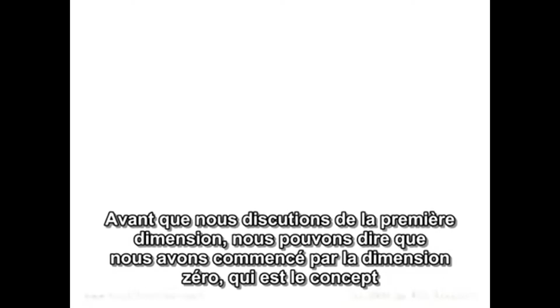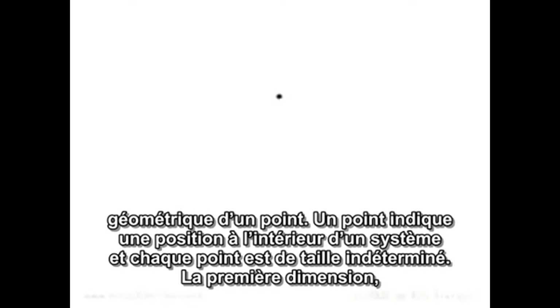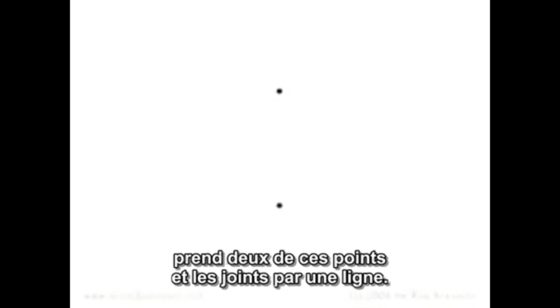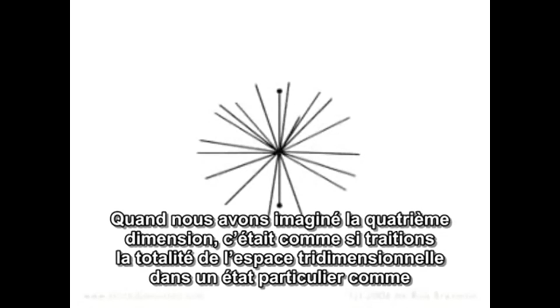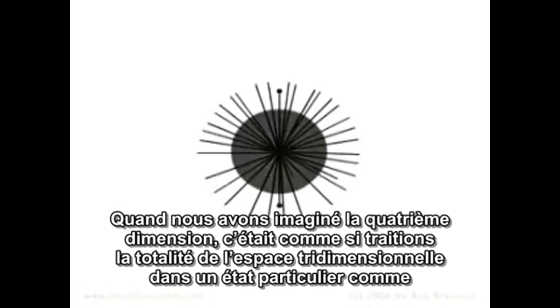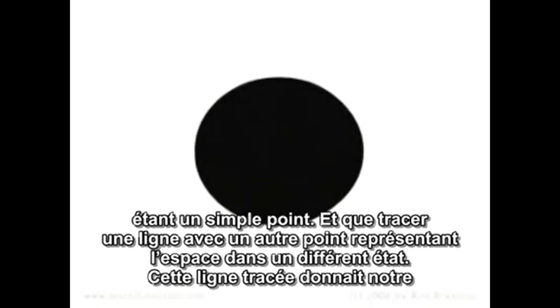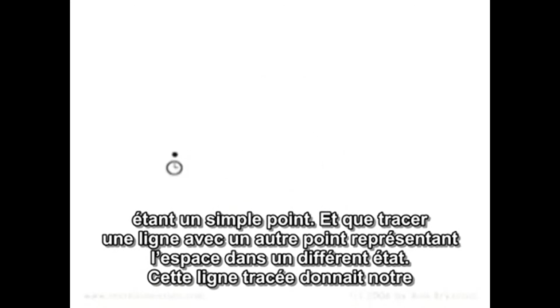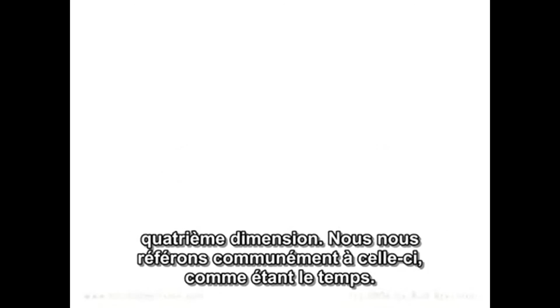Before we discuss the first dimension, we could say that we first started out with dimension 0, which is the geometrical concept of the point. A point indicates a location in a system, and each point is of indeterminate size. The first dimension then takes two of these points and joins them with a line. When we imagined the fourth dimension, it was as if we were treating the entirety of three-dimensional space in a particular state as a single point, and drawing a fourth-dimensional line to another point, representing space as it is in a different state. We often refer to the line we have just drawn as time.